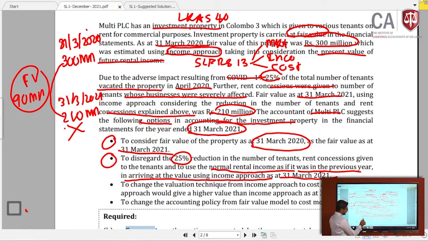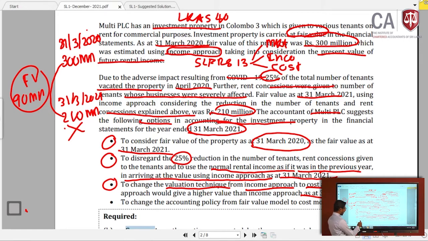Third one: to change the valuation technique from the income approach to the cost approach. The cost approach will give a higher value than the income approach as at 31st March 2021. We are using the income approach, but we have other approaches as well, market and cost. So why don't we use the cost approach instead of the income approach for this particular valuation?